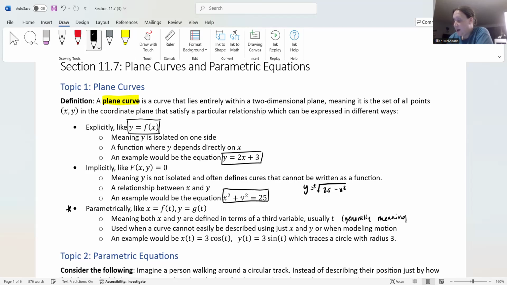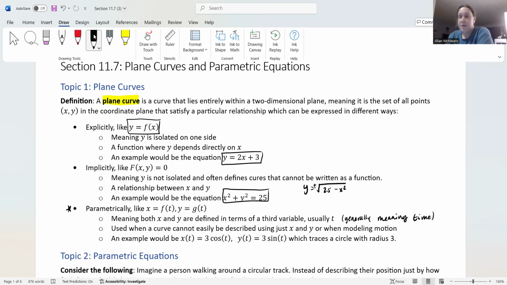It doesn't have to be time, and even if it is time, we can get a little loose with the meaning of time. It's used when a curve cannot easily be described using just x and y, or sometimes when modeling motion. Imagine a particle moving along a pathway. An example would be x of t equals 3 cosine t, and y of t equals 3 sine of t, which traces a circle with a radius of 3. We'll see something similar to that much later in this worksheet.